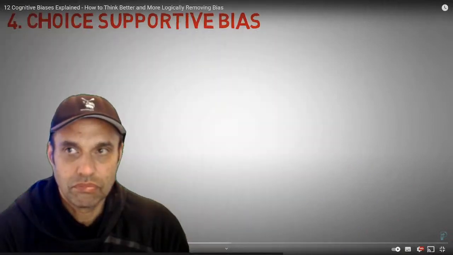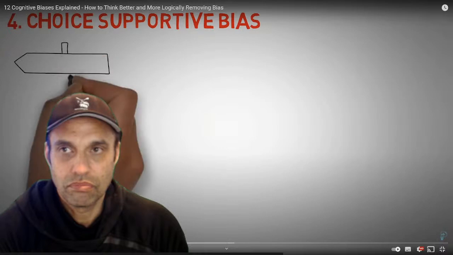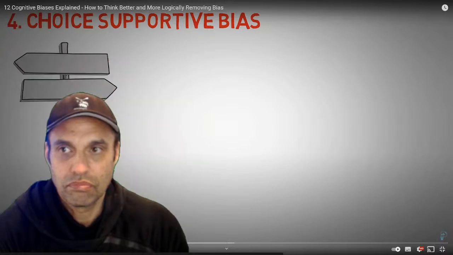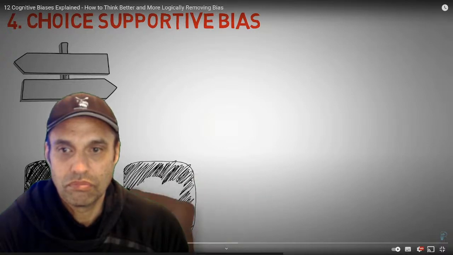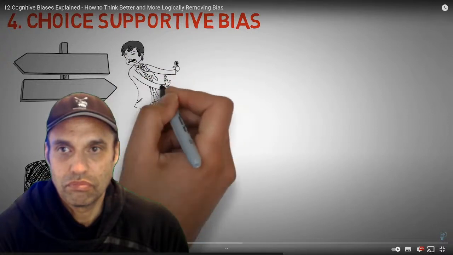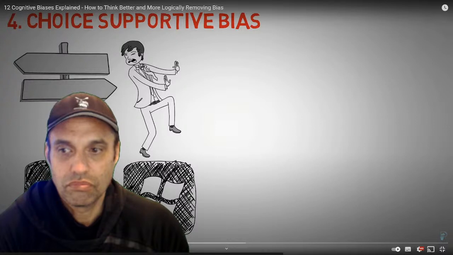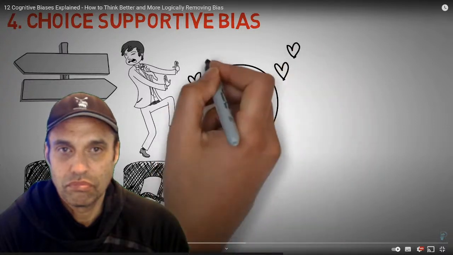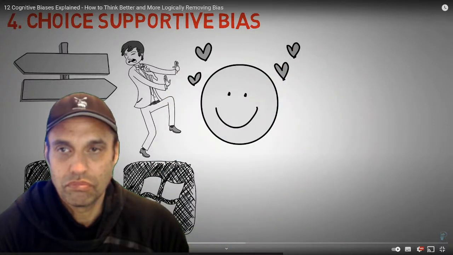Number 4 is choice supportive bias. So people have the tendency to defend themselves because it was their choice. Just because I made the choice, it must be right. For example, let's say a person buys an Apple product. Let's say it's a MacBook instead of a Windows PC. Well, he's more likely to ignore the downsides or the faults of the Apple computer while pointing out the downsides of the PC. He is more likely to notice the advantages of the Apple computer, not the Windows computer.